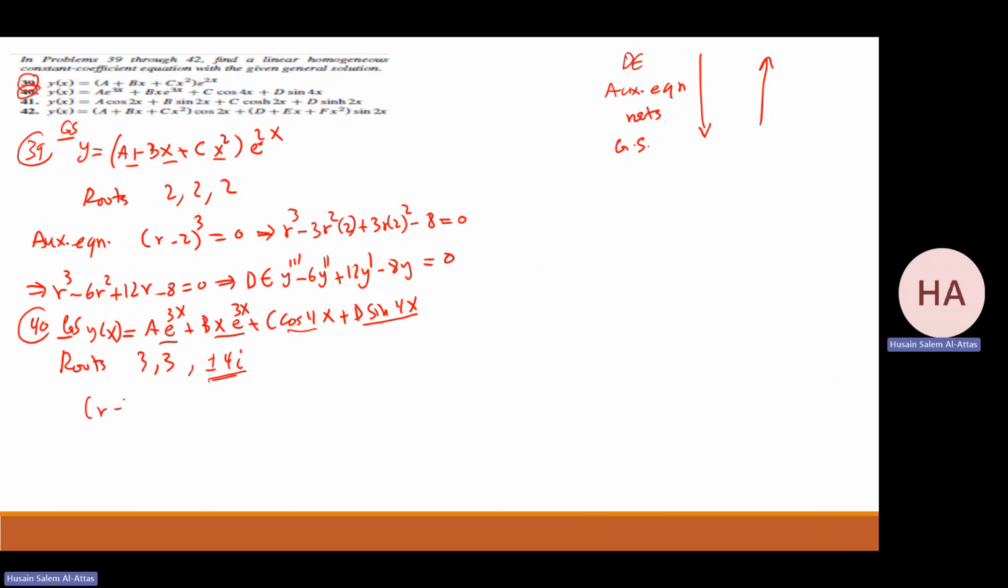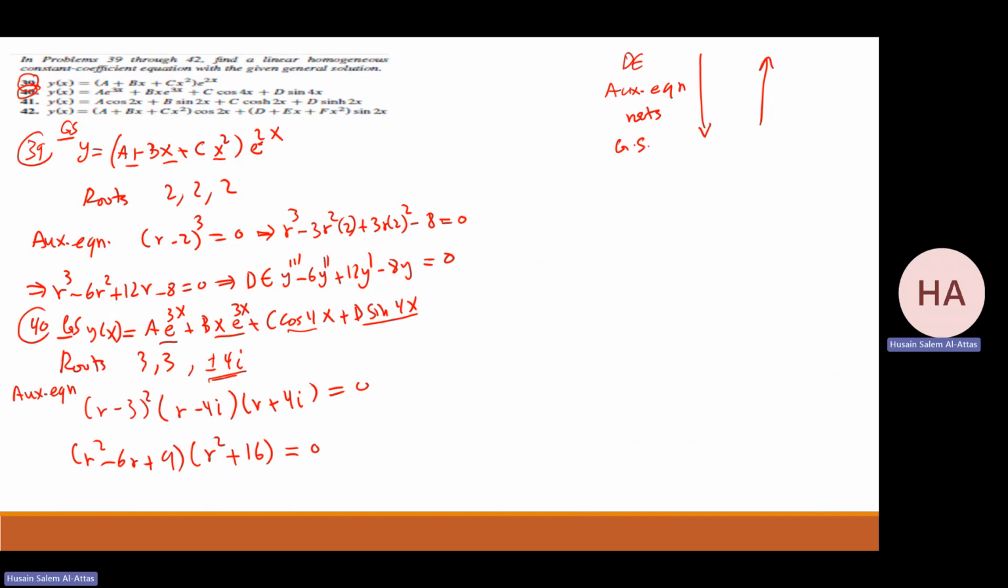Okay, so I have this one. It's r minus 3 squared. And I have r minus 4i, r plus 4i equals 0. That will be my auxiliary equation, which is r squared minus 6r plus 9 times r squared plus 16 equals 0. Yeah.